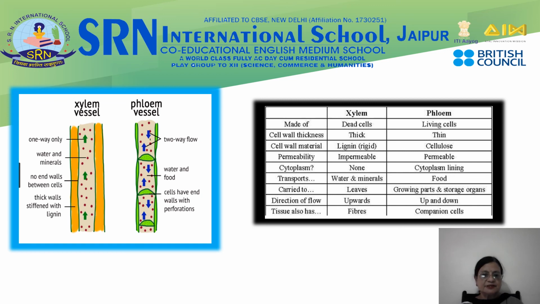Xylem transports water and minerals, whereas phloem transports food. The direction of flow in xylem is upward, whereas in phloem it flows upward as well as downward.